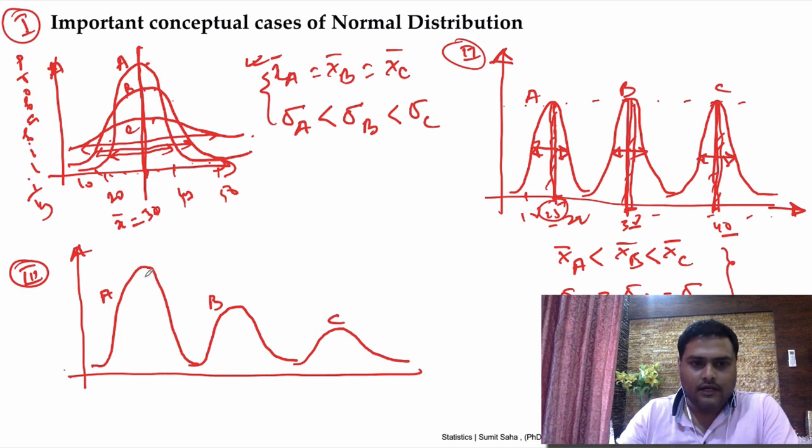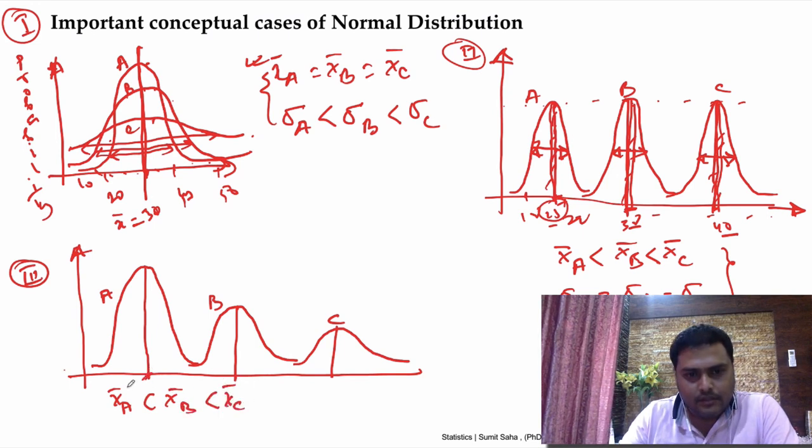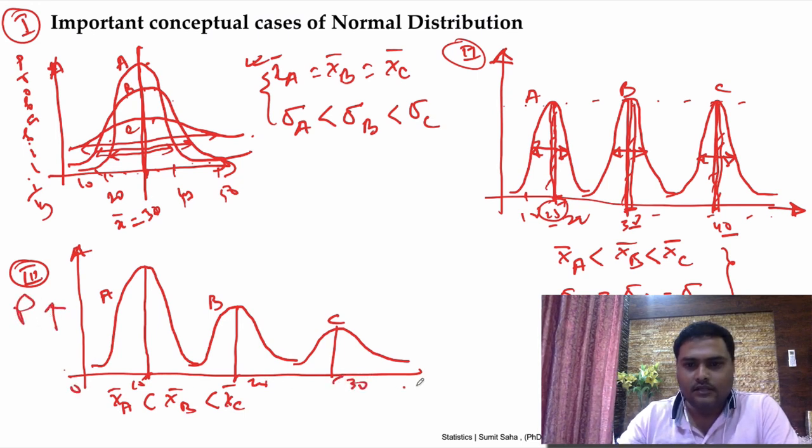If I draw the mean values, you can easily say that the means x̄A, x̄B and x̄C are different. So x̄A is less than x̄B, which is less than x̄C. Why? Because this point is, let's say, 10, this is 20, this is 30 from the origin. Clear? This axis is the probability and this axis is the sample values, correct? Now we need to understand the case of standard deviation.